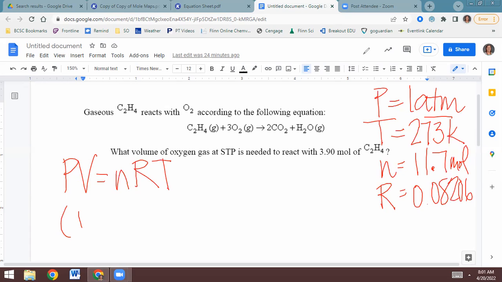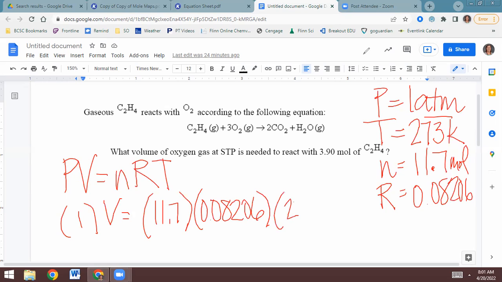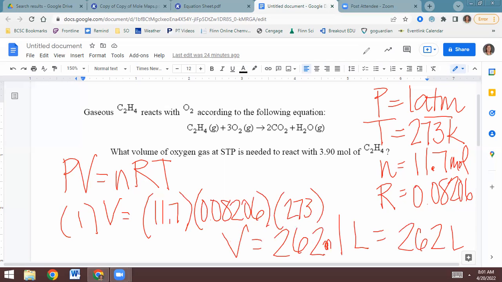So we've got 1 ATM times the volume is equal to 11.7 times 0.08206 times the 273. So the volume divided by 1 is 262.1 liters, because when you're using the volume in this equation, it's in liters. And so then 3 sig figs would just make it 262 liters.